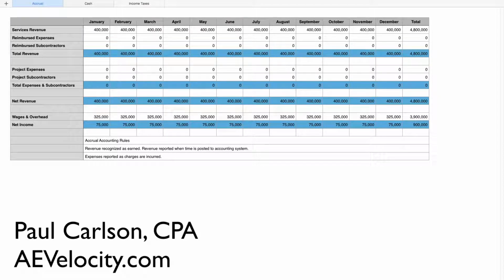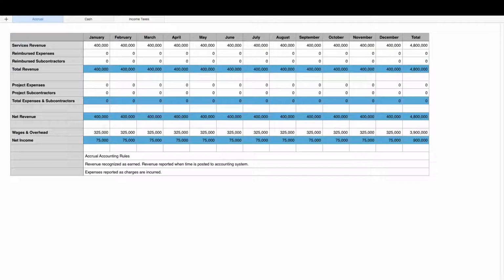This video is going to look at the difference between using accrual and cash basis accounting rules for looking at a firm's income statement. We have a couple examples. We're going to talk through the differences. So the first income statement is run on accrual rules. Under those rules, revenue is reported as time is entered into the system or as work is completed.